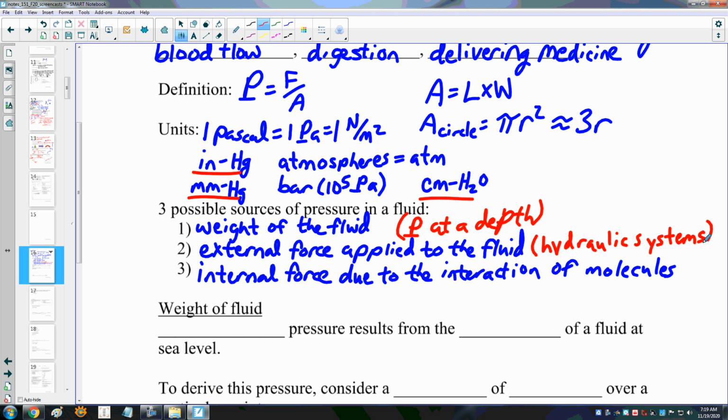And then finally, the internal force due to the interaction of molecules. If I have a fluid, I'll look at a liquid here. I have these molecules that are all moving around in different directions. But if I increase the temperature of that liquid, those molecules are now moving at a faster rate, and the pressure due to them moving at a faster rate will increase. We see that with the ideal gas law. If you've seen that, you probably saw it in high school chemistry or physical science.